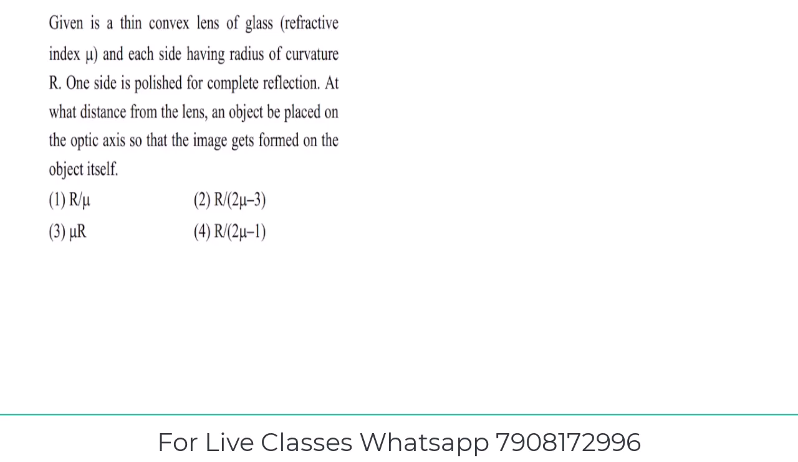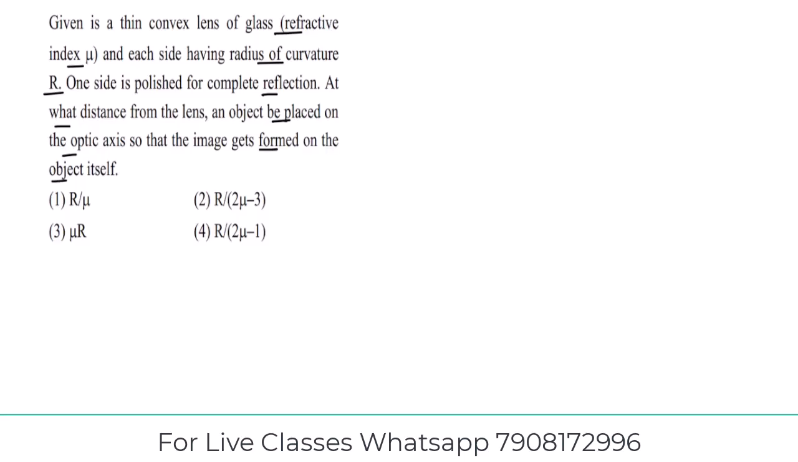Given a thin convex lens of glass, refractive index mu, and each side having radius of curvature r. One side is polished for complete reflection. At what distance from the lens should an object be placed on the optic axis so that the image gets formed on the object itself? So, see the problem.